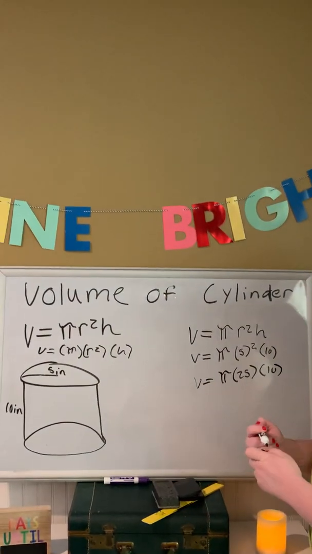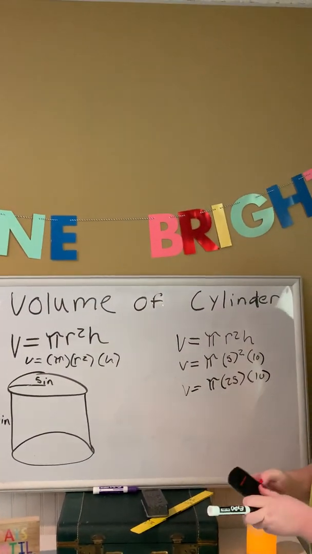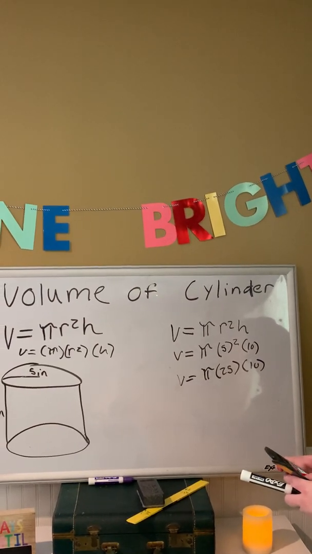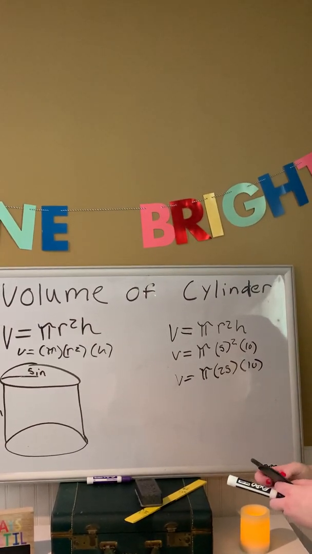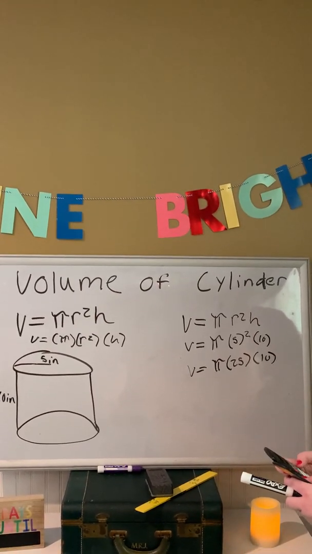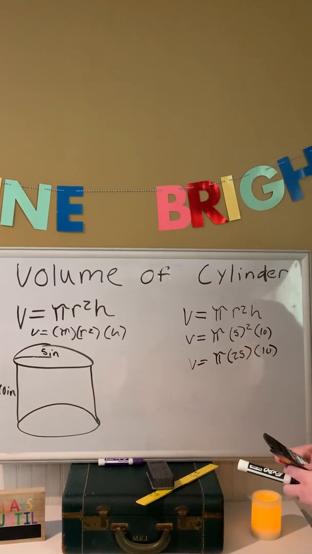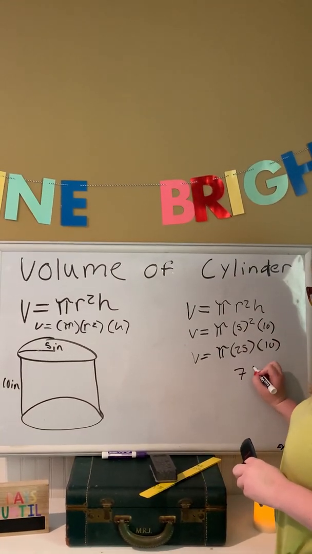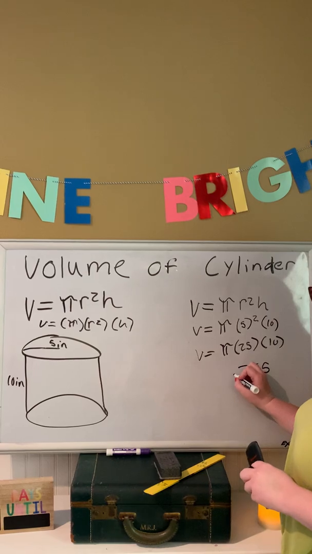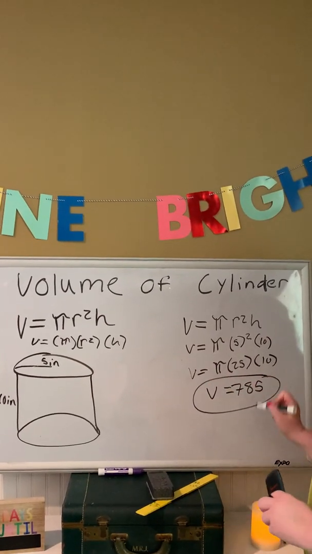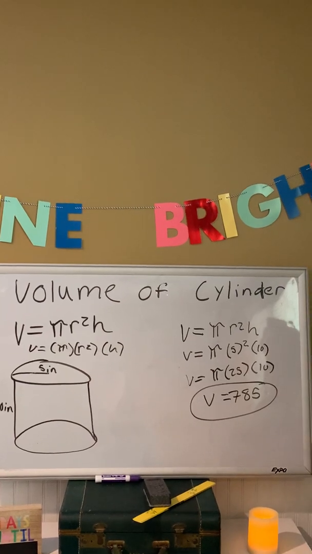And now we're going to multiply all those numbers together. So we need pi times 25 times 10, and that's going to equal 785. And that's the volume. That is going to be the volume of that shape.